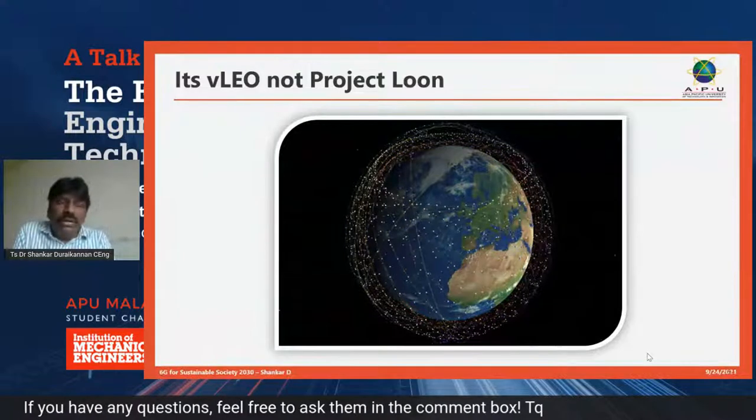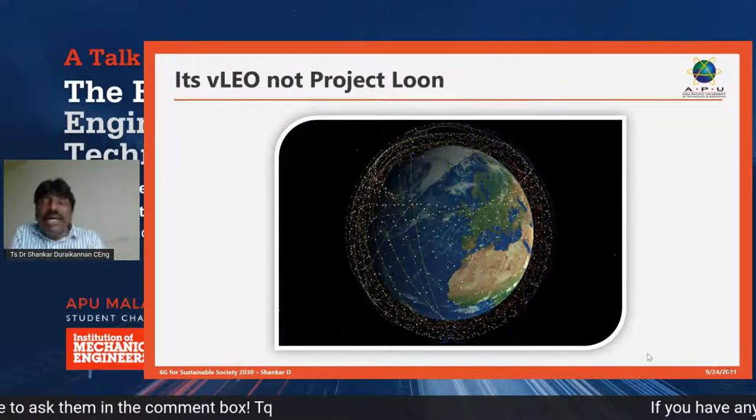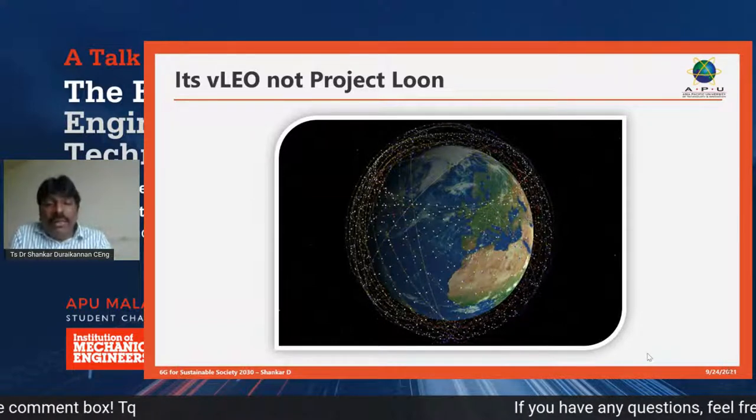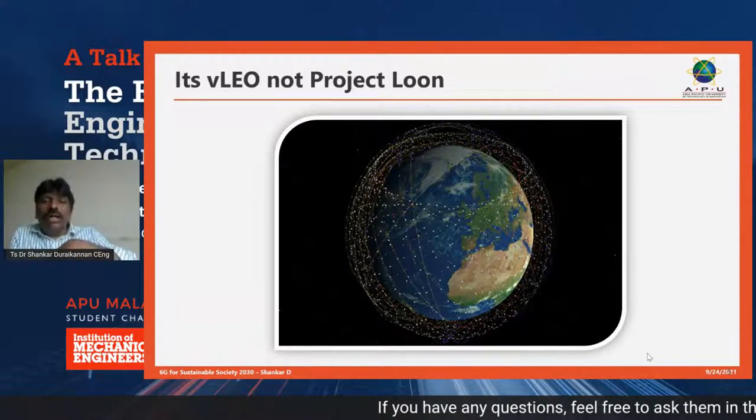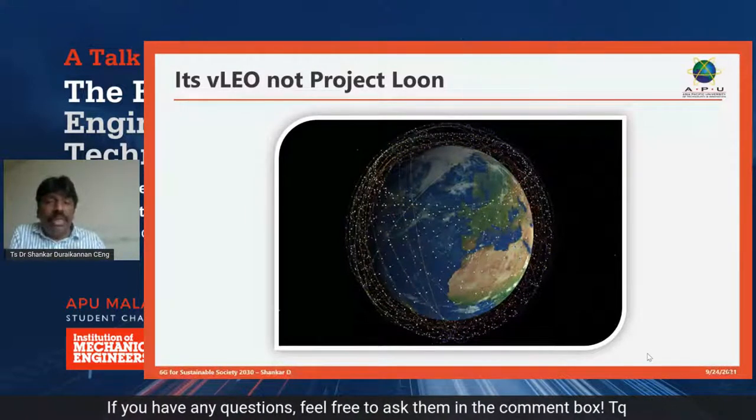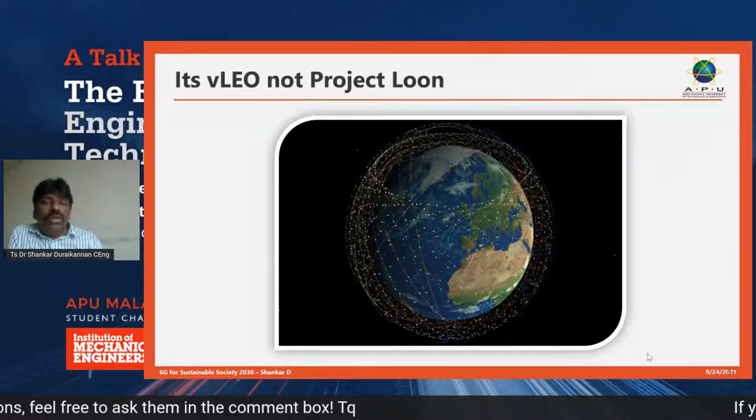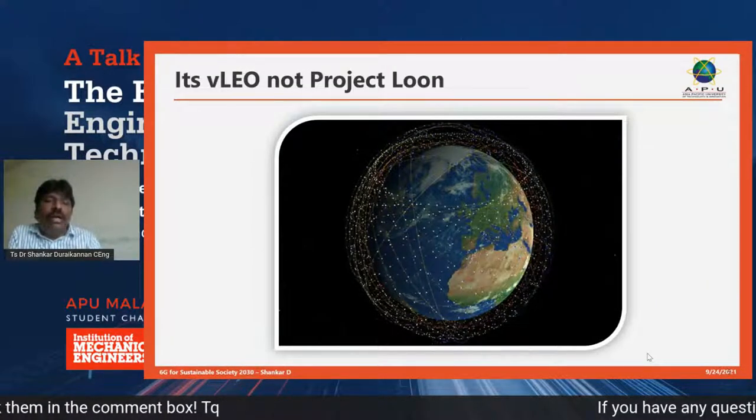They are not satellites which are sitting at 35,000 kilometers, something like a satellite which gives you an Astro service. But these are a cluster of satellites which are just 100 plus kilometers above the Earth's surface. And these satellites are launched to provide internet across the globe.